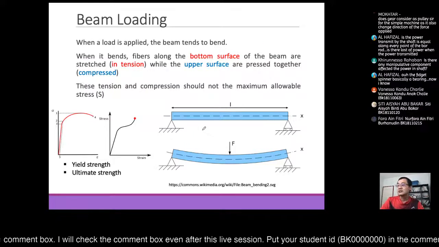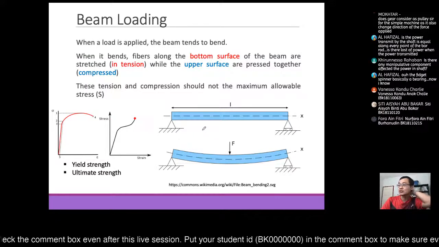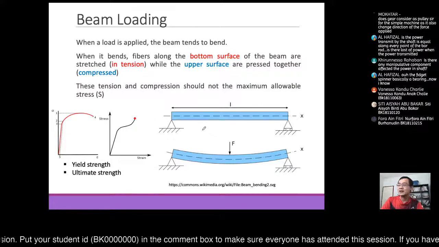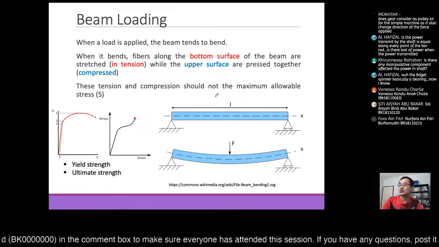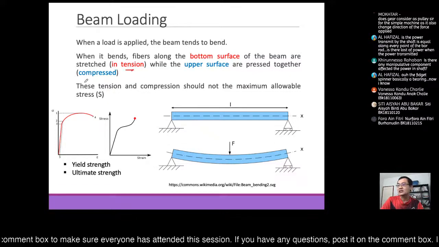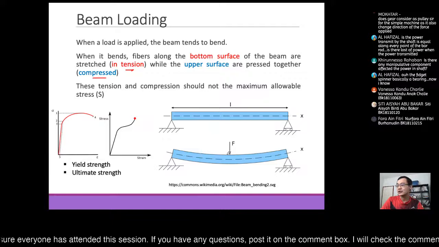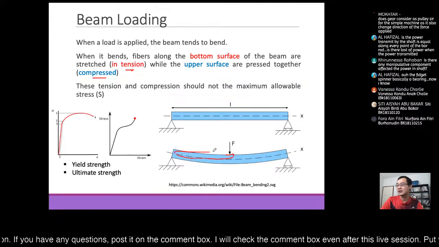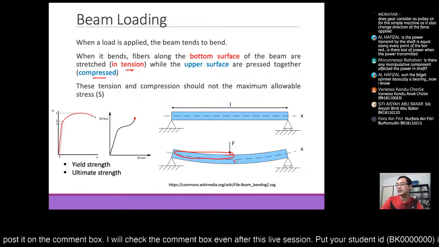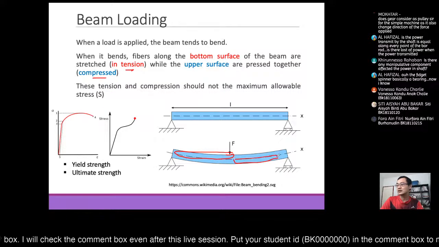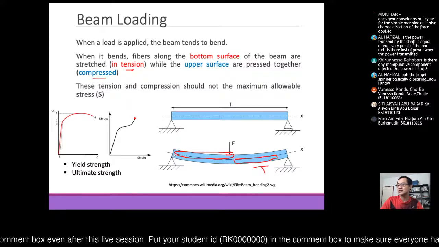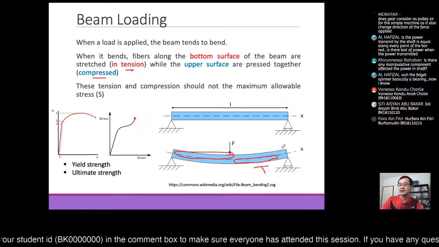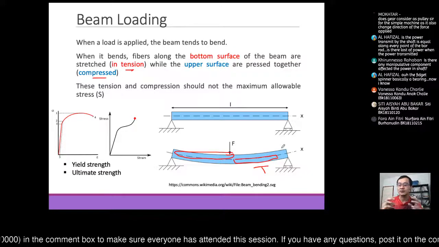Then we can also know that due to the support of the loading itself, the beam will bend and it will be subjected to two forces, the tension and the compressions. The compression part will occur on the upper layers, whereas the bottom layers will undergo tension, because you can see that this part is longer now, but this part is shorter, meaning they are being compressed.